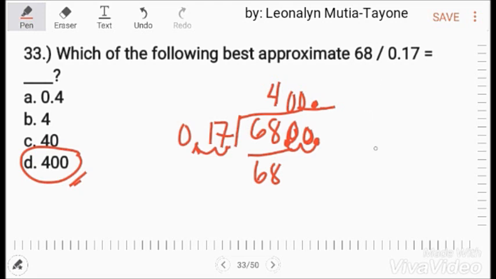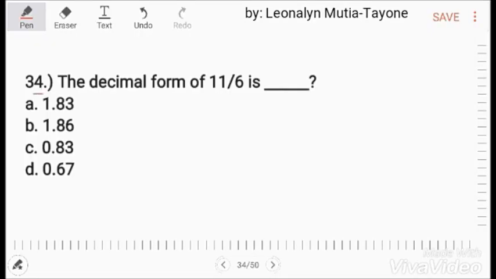Another way, dahil 4 naman dyan, ito mag-move ka ng dalawa, 1, 2. So, itong si 68, maglagay ka rin ng dalawang 0 kasi nag-move ka ng dalawang decimal dyan. So, that is 6,800 divided by 17. So, the answer is 400.